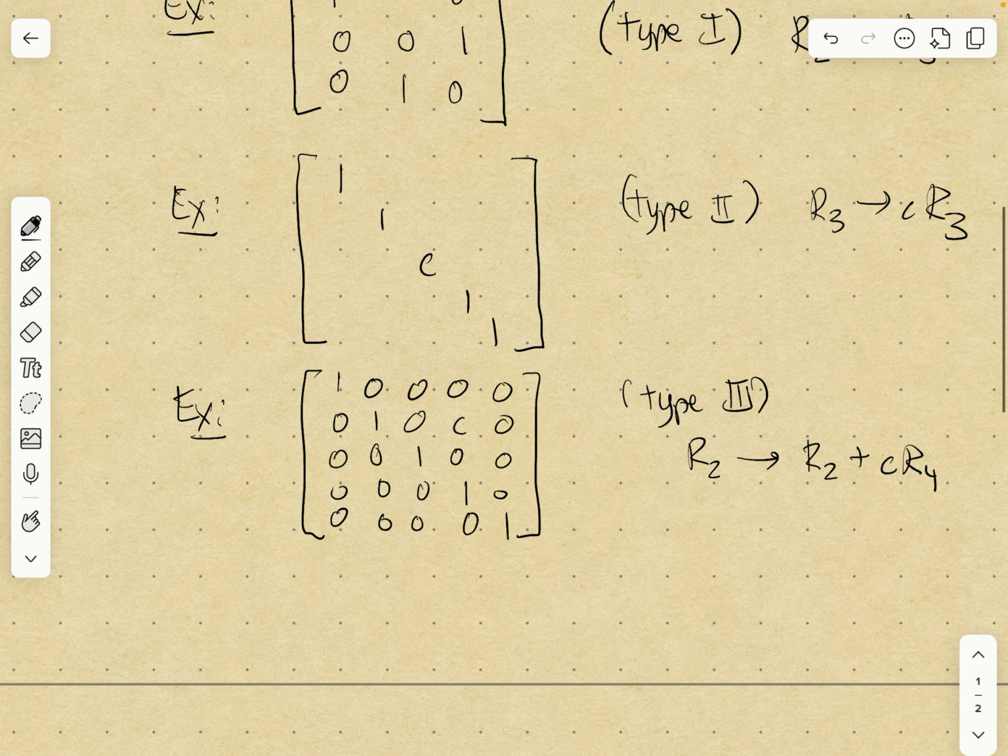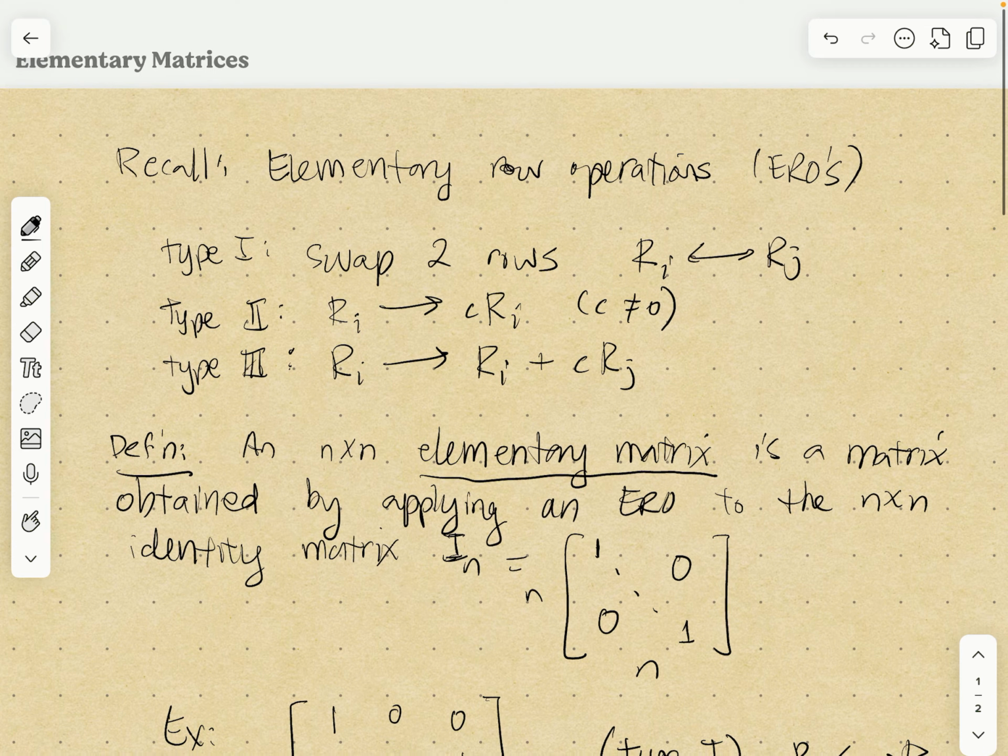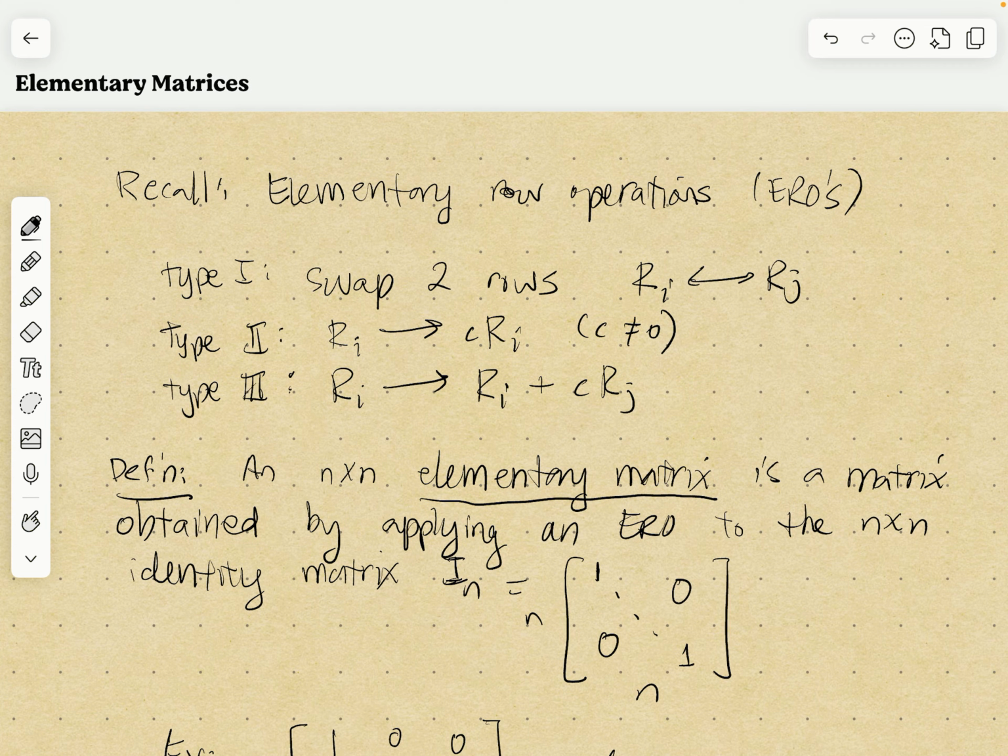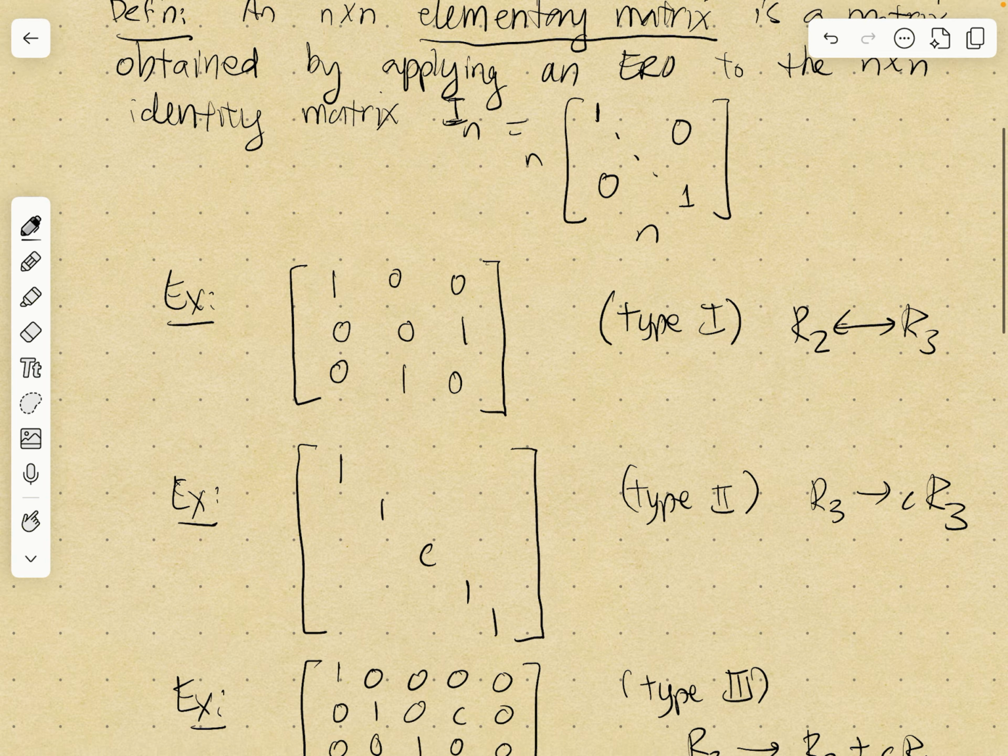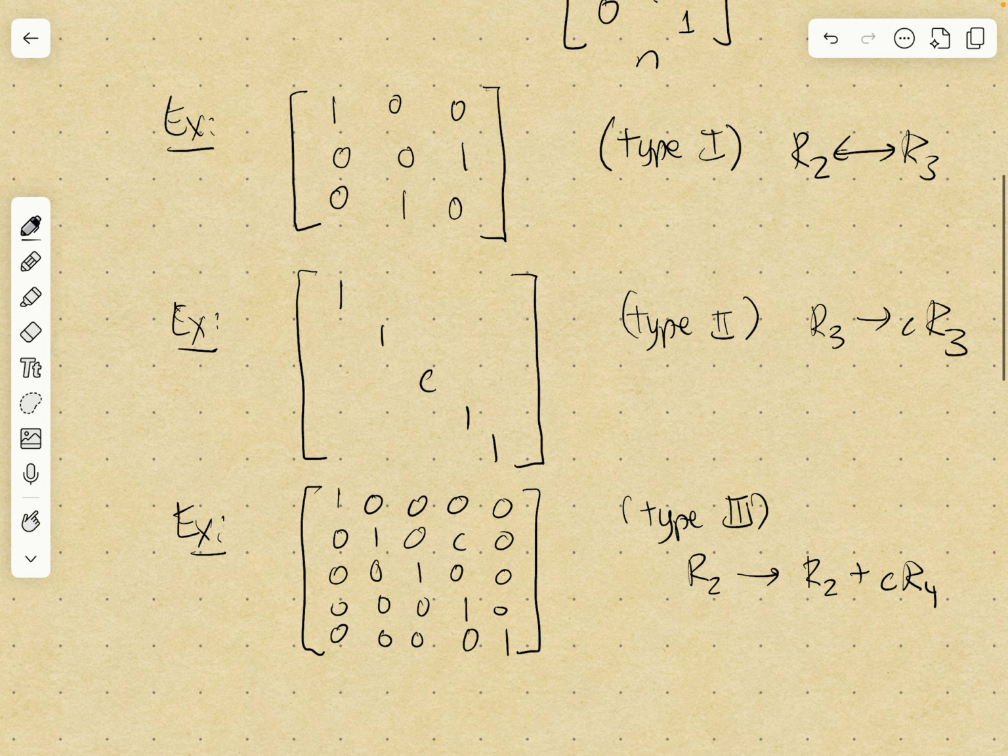In the last video we talked about elementary matrices, and what those are: certain matrices that you get from the identity matrix. To form an elementary matrix, you take one of the elementary row operations and apply it to the identity matrix. The result is called an elementary matrix. And I gave 3 examples, one for each of the 3 different types of elementary row operations.